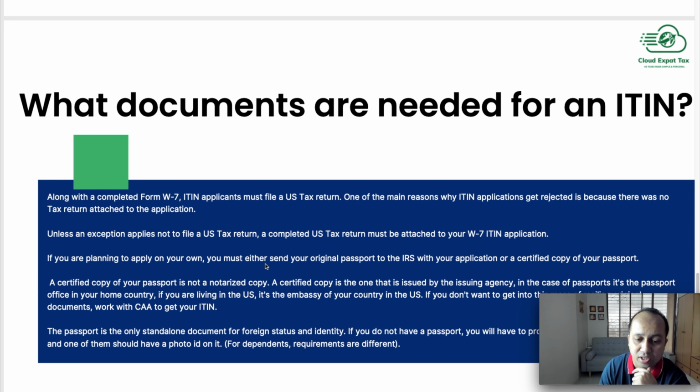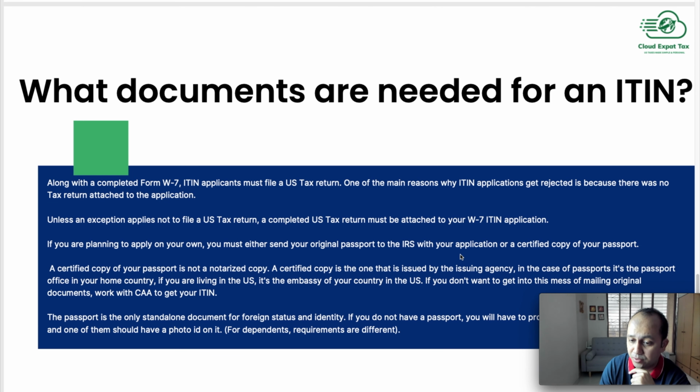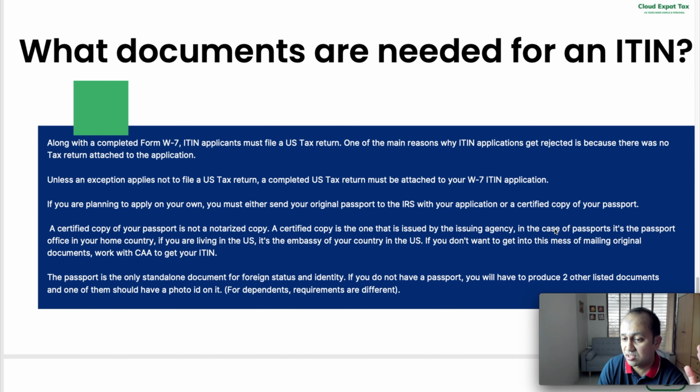If you're planning to do it on your own, you must either send your original passport to the IRS with your application, or get a certified copy of a passport. A certified copy of a passport is not a notarized copy. A certified passport is one that is issued by the issuing agency. In the case of a passport, it's the passport office in your home country. If you're living in the US, you should approach the embassy of your country in the US.